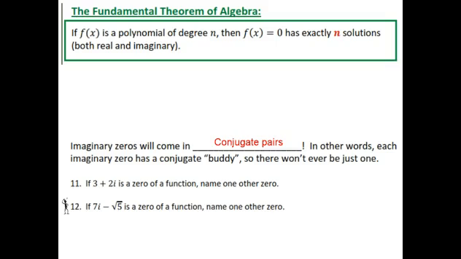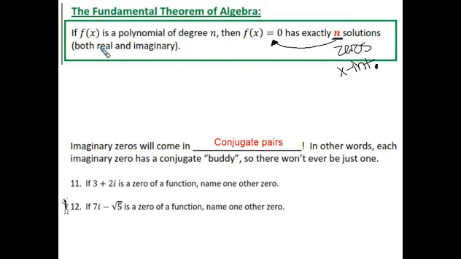If a function is a polynomial of degree n, then the f of x equals 0 has exactly n solutions. So this is telling us that if our degree is n, we specifically have n solutions when our graph is equal to 0. Or in other words, we have n zeros, or in other words, n x-intercepts. So just like before, the degree of our polynomial is telling us how many answers or solutions or x-intercepts we should have.